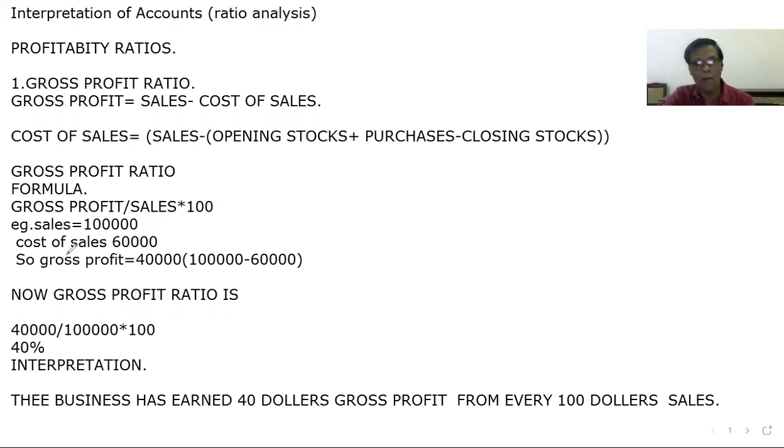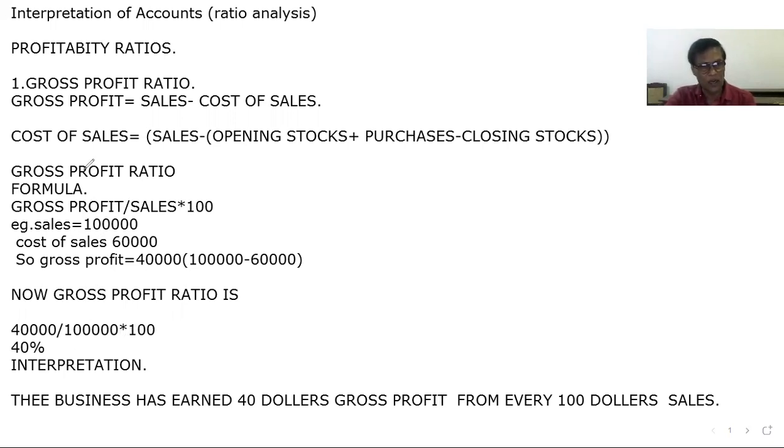Now, when you take an example, you can take sales of 100,000. Assume that this is an example. Then cost of sales equals 60,000. So therefore, gross profit equals 100,000 minus 60,000, which is 40,000. Right? Now, you can calculate the gross profit ratio this way. This is the formula: gross profit divided by sales into 100. 40,000 divided by 100,000 multiplied by 100 equals 40%.